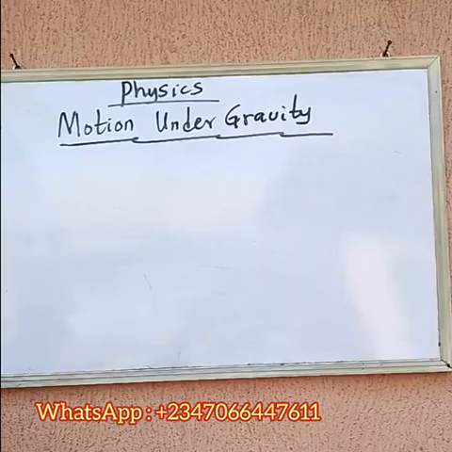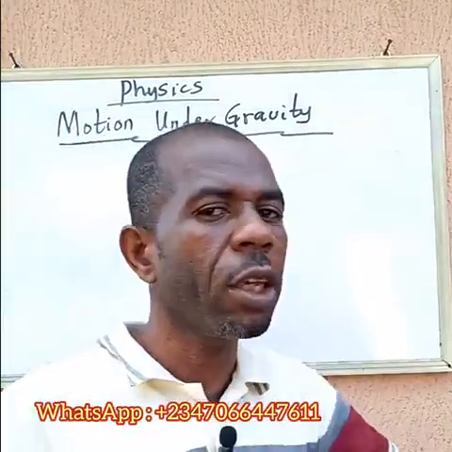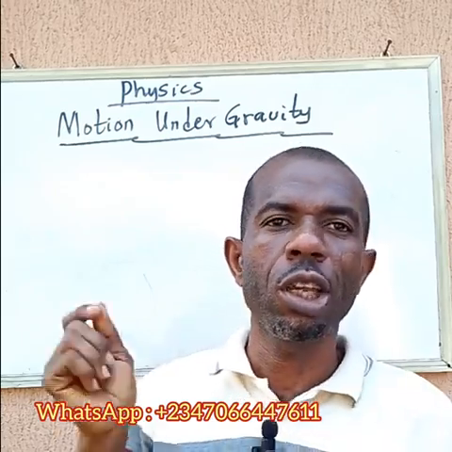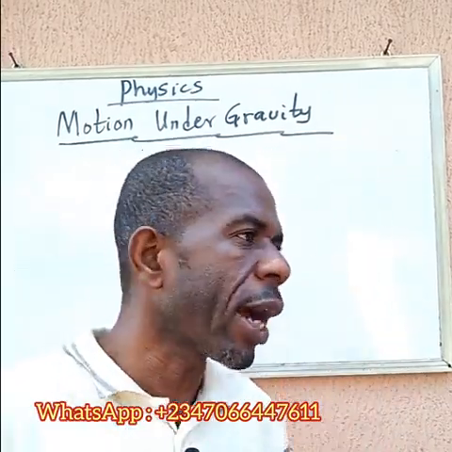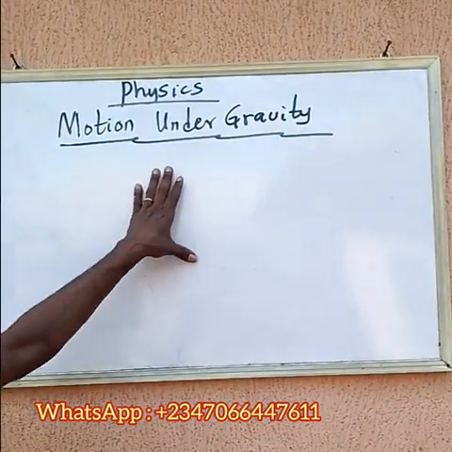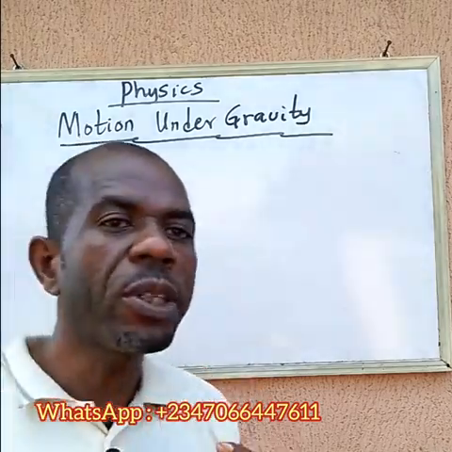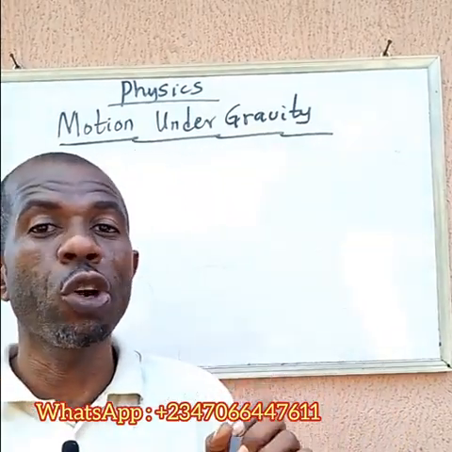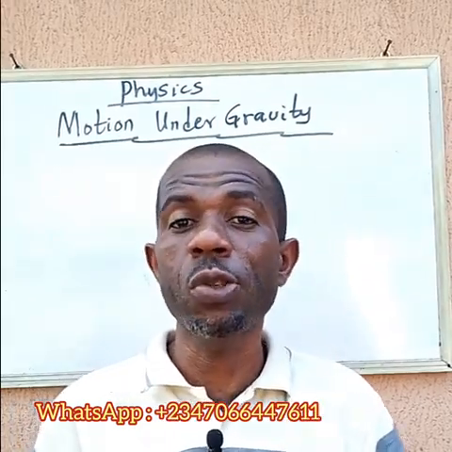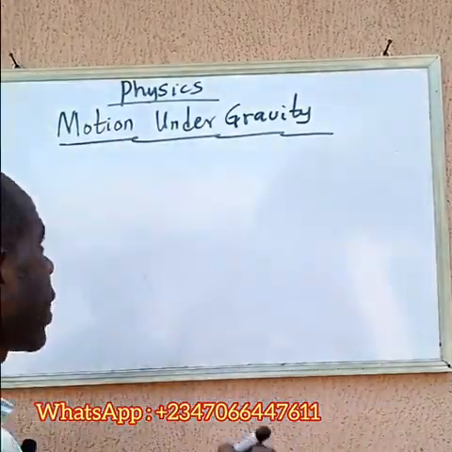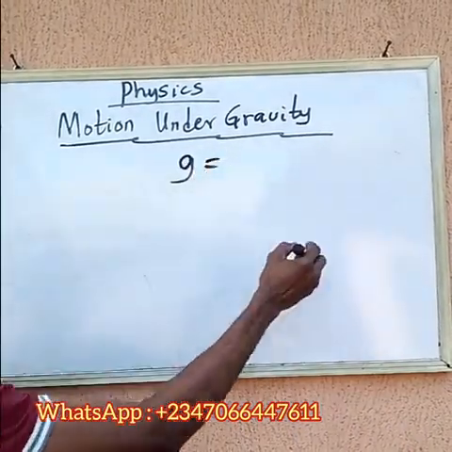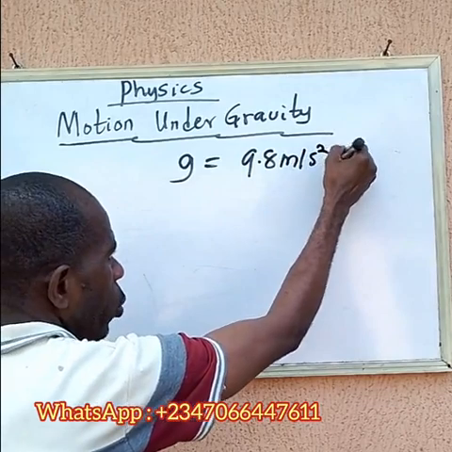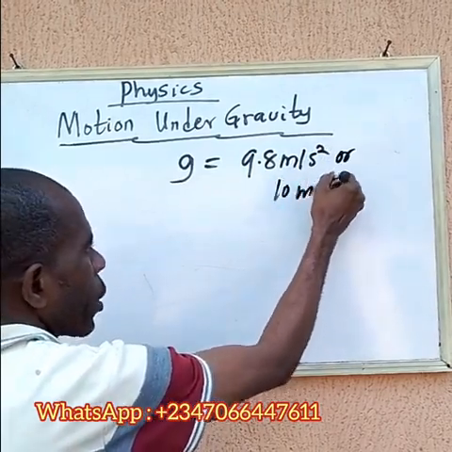Now, when dealing with motion under gravity, let us consider this in one dimension. So this particular topic is motion under gravity in one dimension. When an object is taken to a height and released, it will fall towards the surface of the earth with an acceleration known as acceleration due to gravity. This acceleration is denoted by small letter g, and it is approximated to 9.8 meters per second squared, or sometimes 10 meters per second squared.